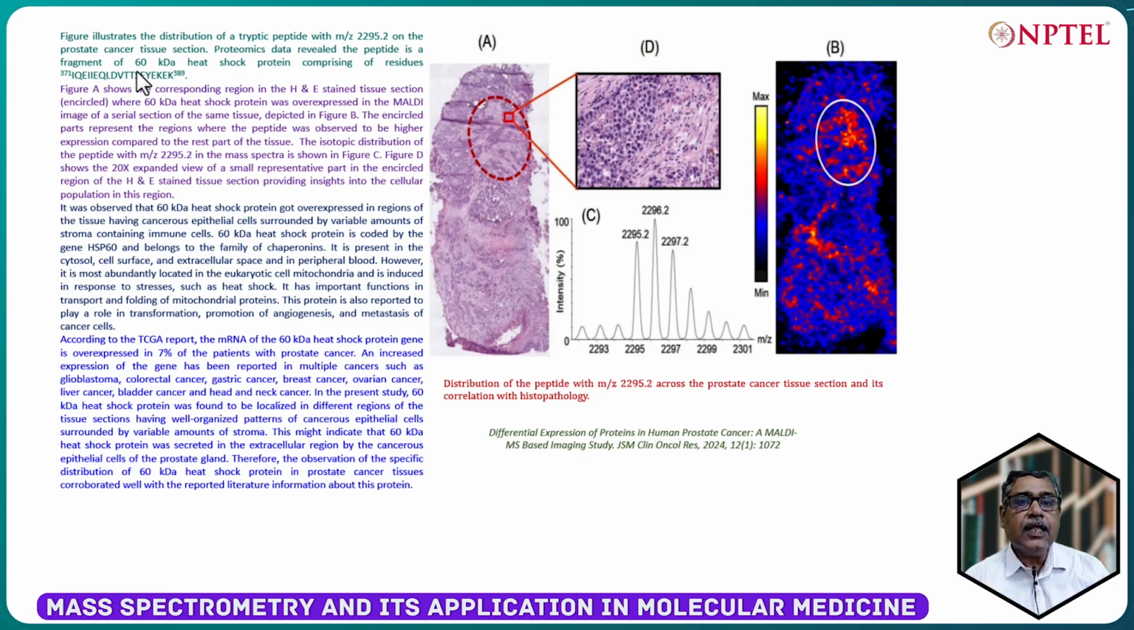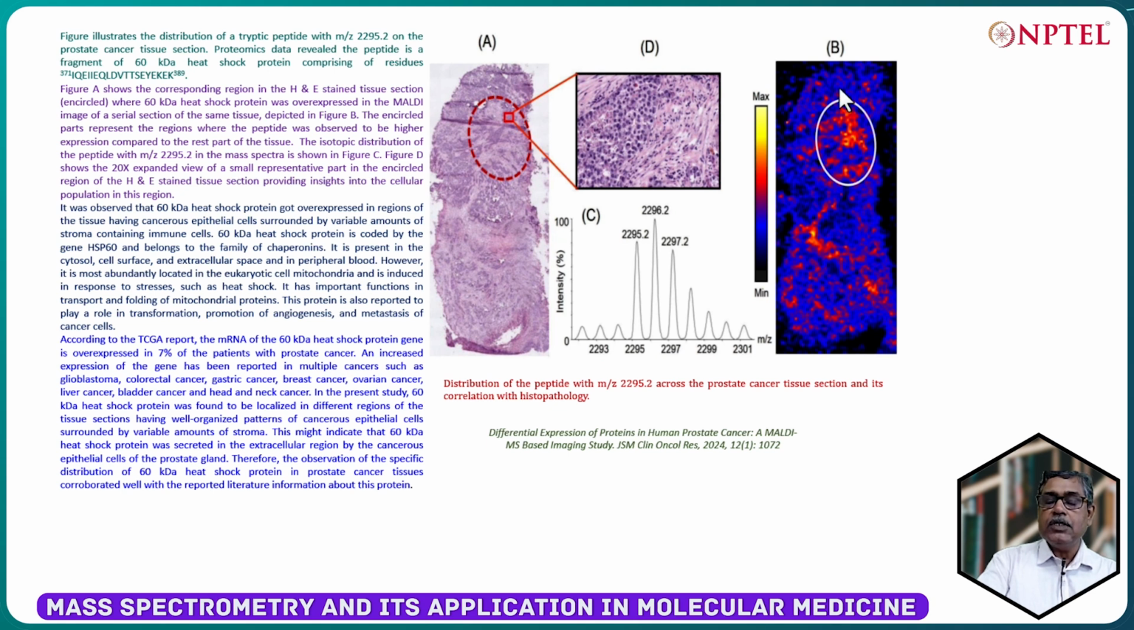So, that another tryptic peptide, 2295.2, on the prostate cancer tissue section, actually seems to be a fragment of a 60 kilodalton protein, which is heat shock protein, comprising residues from 371 to 389. So, that is what the proteomics data is showing. Now, figure A again shows the corresponding region in the H&E stained tissue section, that is the encircled portion where the 60 kilodalton protein is overexpressed in the MALDI image.